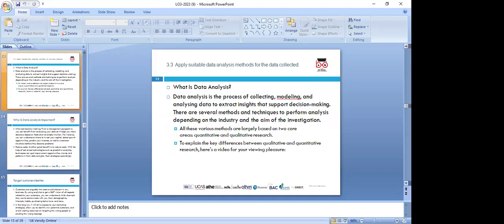What then is data analysis? Data analysis is the process of collecting, modeling, and analyzing data to extract insights that support decision making. There are several methods and techniques to perform analysis depending on the industry and the aim of the investigation. All these various methods are largely based on two core areas, quantitative and qualitative.